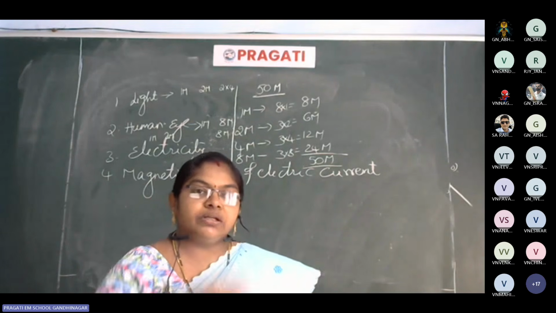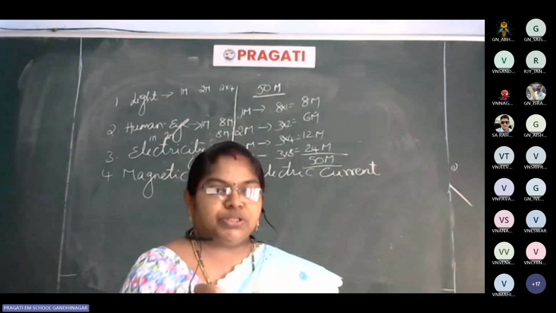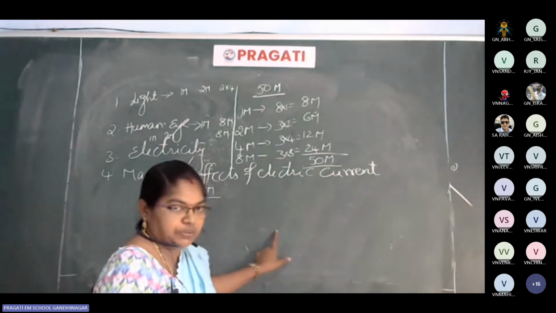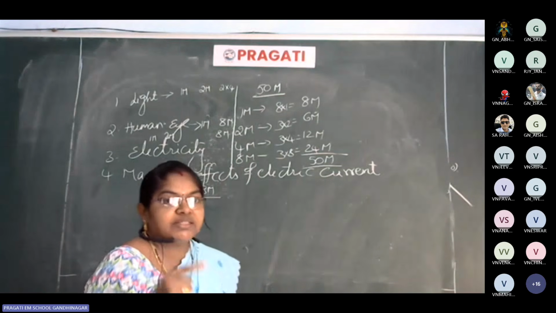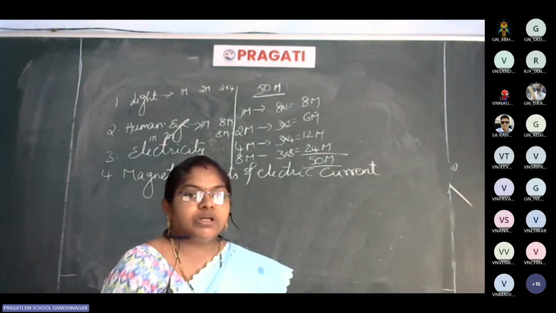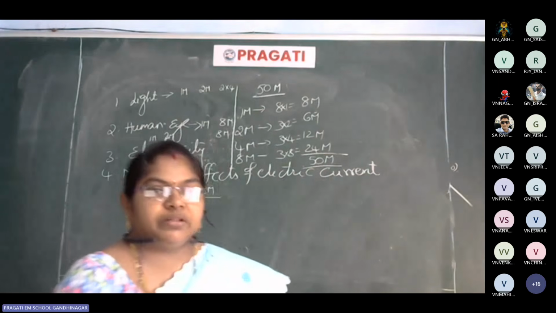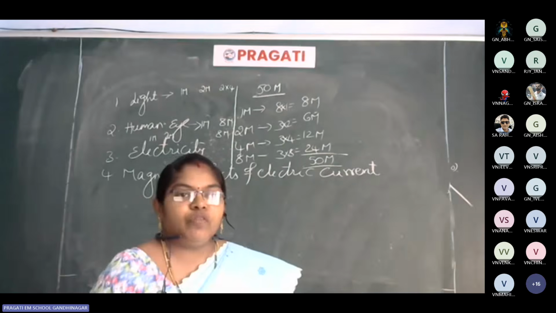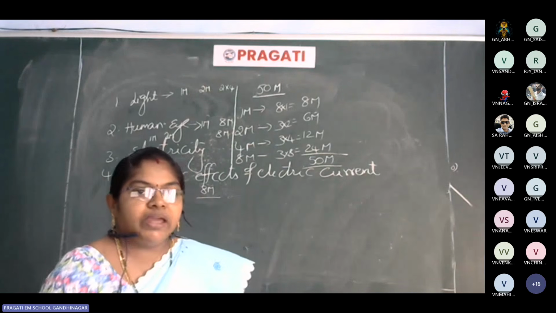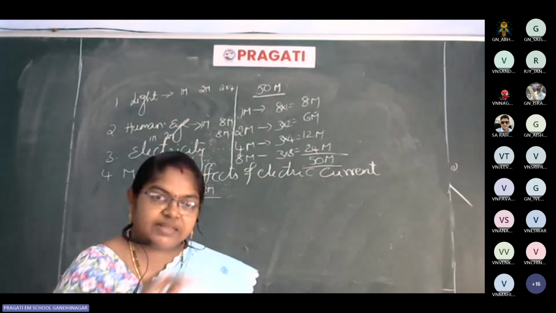First of all, answer all the 1 mark questions. There are 8 one-mark questions. Answer the 1 mark questions in a single sentence. For example, what is meant by dispersion of light? The splitting of white light into its constituent colors is called dispersion. So like that you will answer. Answer the 1 mark questions in a single sentence.